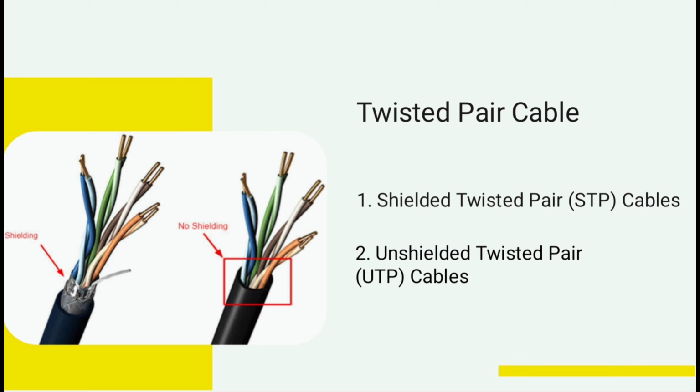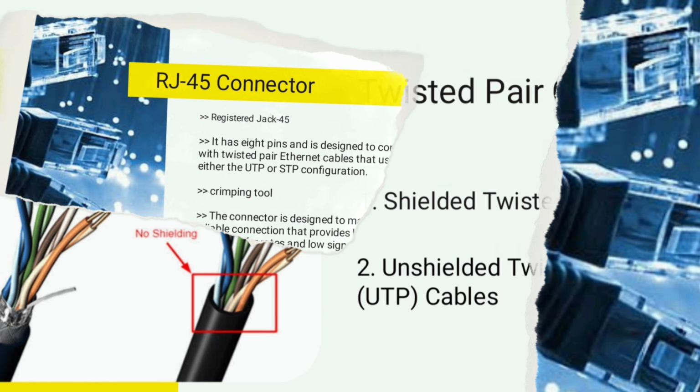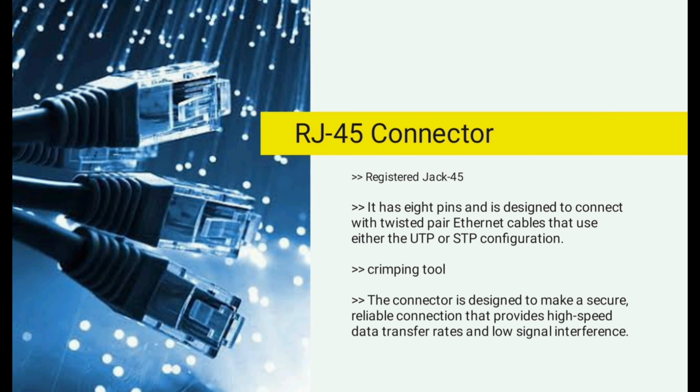Both UTP and STP cables are available in a variety of categories, such as Category 5, Category 6, and Category 7, which define the performance characteristics of the cable. Higher category cables generally support higher data transfer rates and better resistance to interference, but may also be more expensive than lower category cables. RJ45 connector.